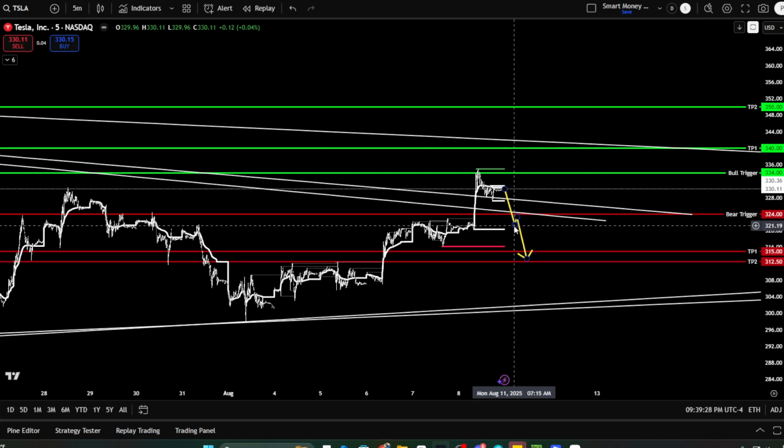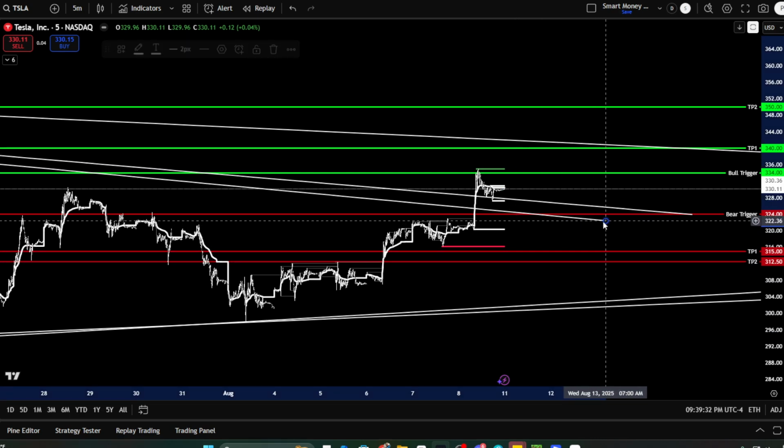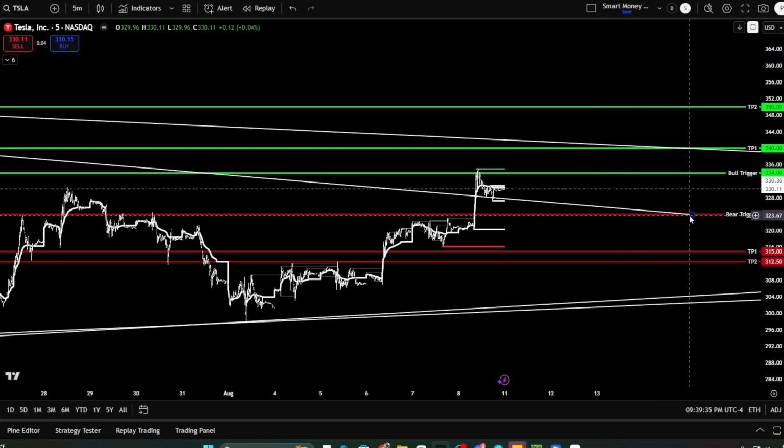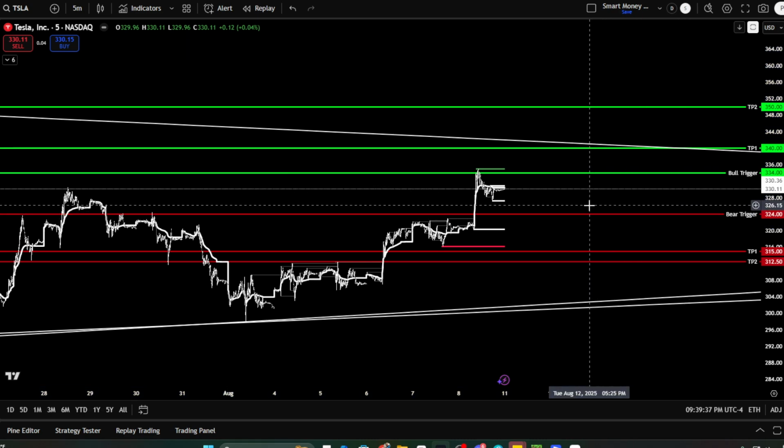So that's what I got for you today. Hopefully those help. Don't forget to map those triggers and those take profit levels out on your chart. Even if you don't have the trend lines, not entirely necessary. The levels are backed by GammaEdge.